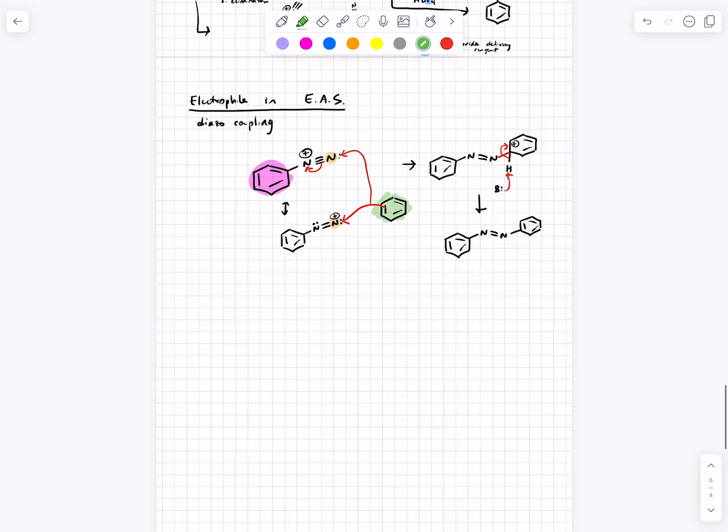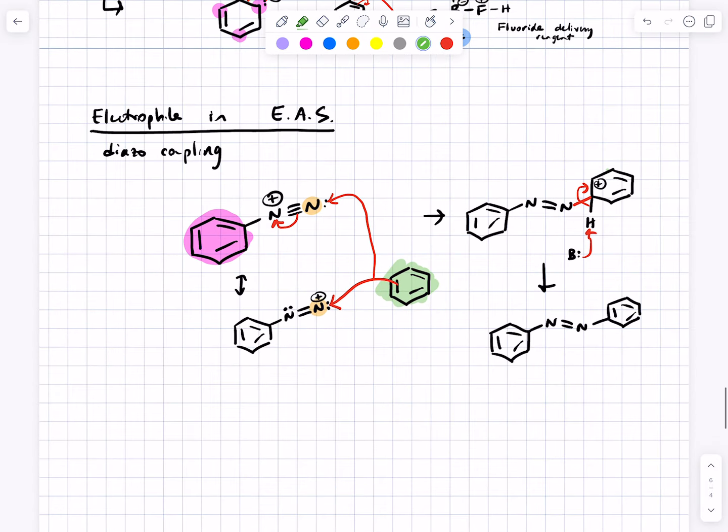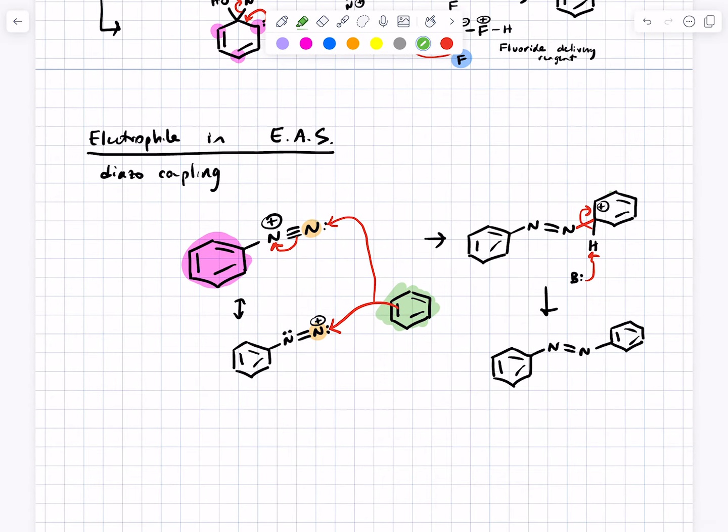Okay, questions about that diazo coupling reaction?